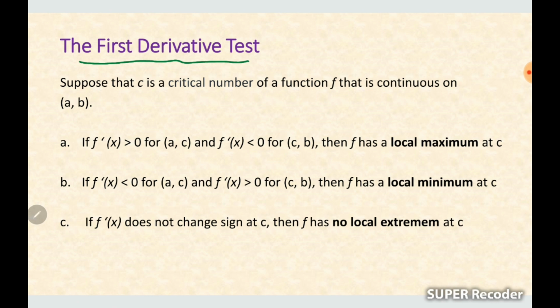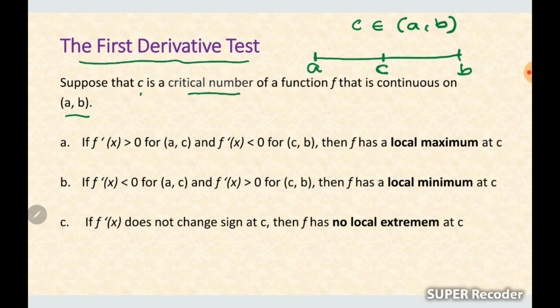Suppose that we have a point C where C is a critical number of a function f that is continuous on the open interval from a to b. So it means C is a critical number between a set of real numbers from a to b. Or you can imagine, if we have real numbers from a to b, here between A and B we have a critical number here, that is C.